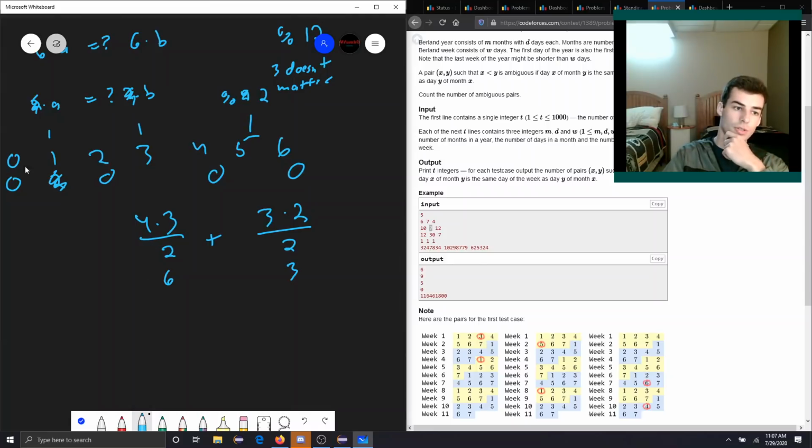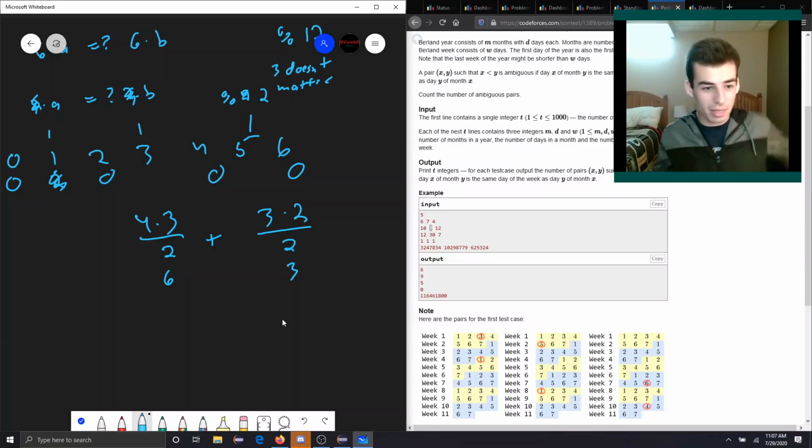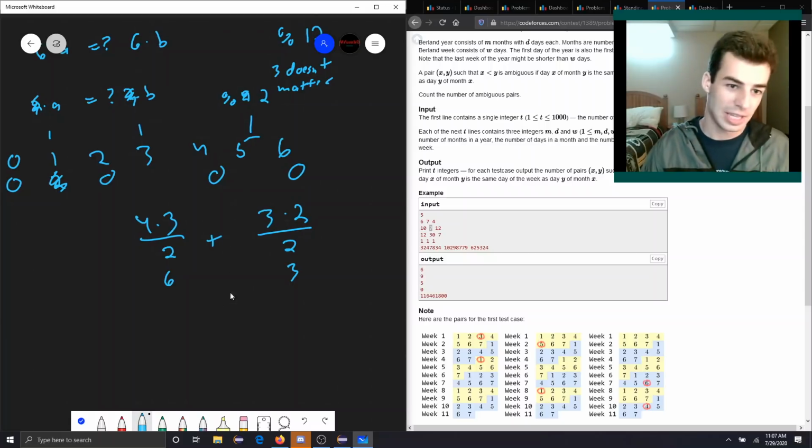So this is just, yeah, okay, this is just a math problem. But, you know, if you're going to be good at competitive programming, sometimes you just have to suck it up and do math, even though it might not be fun.